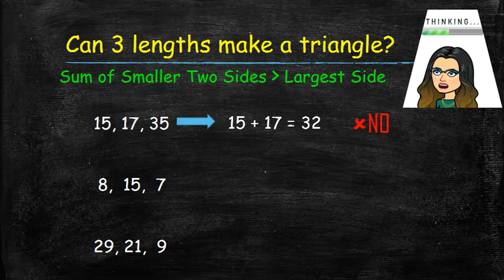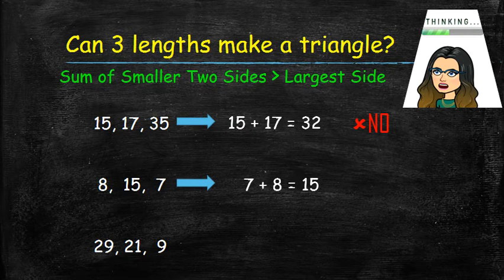Next, let's look at 8, 15, and 7. I have to add the smallest two. Notice these aren't in order. 7 and 8 are the smaller two, so that's what I add together. Their sum is 15. Is 15 bigger than 15? It's the same, not bigger, so these lengths do not make a triangle.